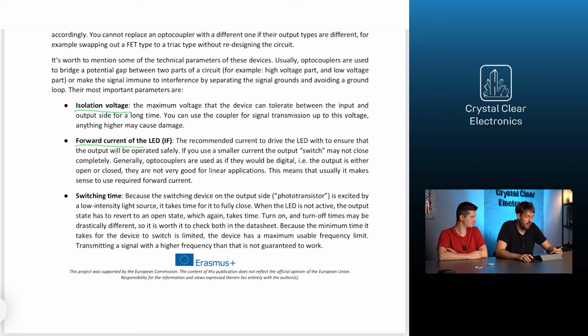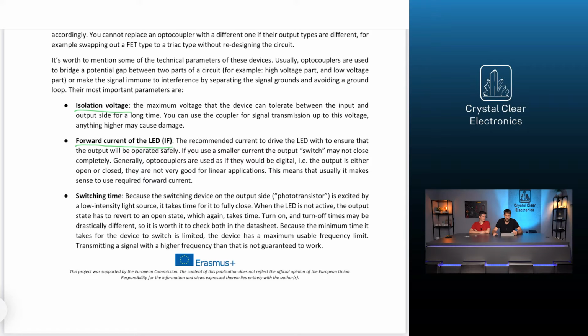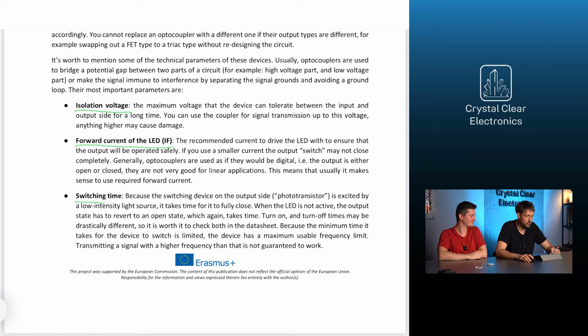Forward current of the LED: the recommended current to drive the LED with to ensure that the output will be operated safely. If you use a smaller current, the output switch may not close completely. Generally, optocouplers are used for digital signals, i.e. the output is either open or closed. They are not very good for linear applications. This means that it usually makes sense to use the recommended forward current.